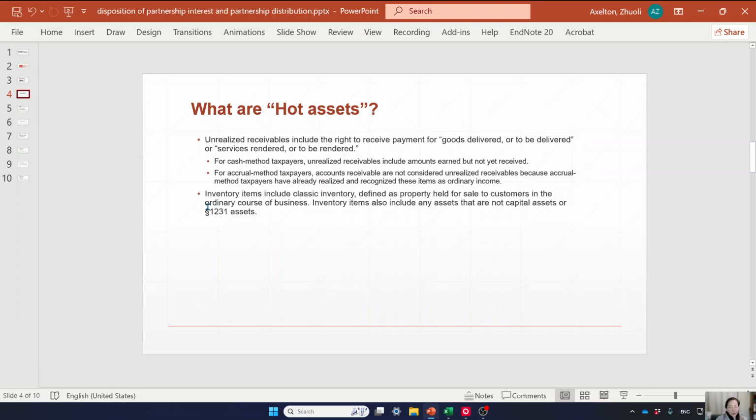Then comes the question, what are hot assets? The textbook discusses a lot of definitions in its paragraphs. But at the end of the day, hot assets represent any assets which can trigger ordinary gain or loss recognition if the partner sells those assets at fair market value. This includes receivables and inventory, plus any Section 1245 recapture in equipment or tangible assets.